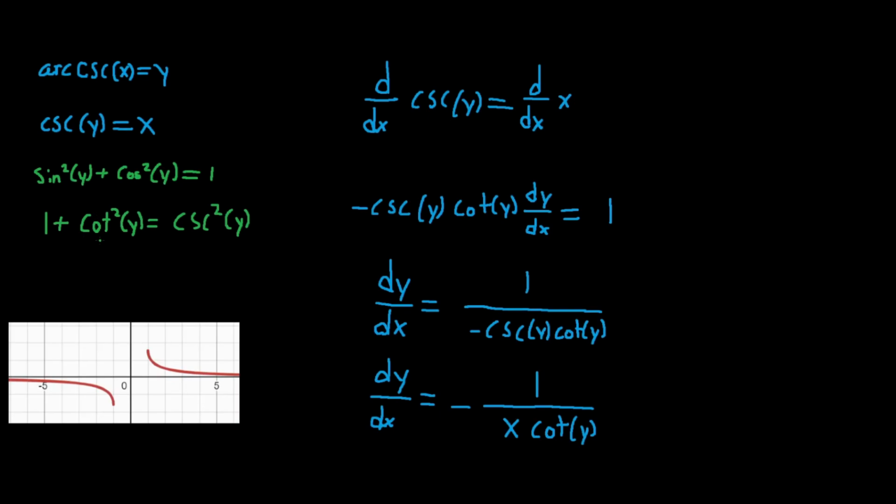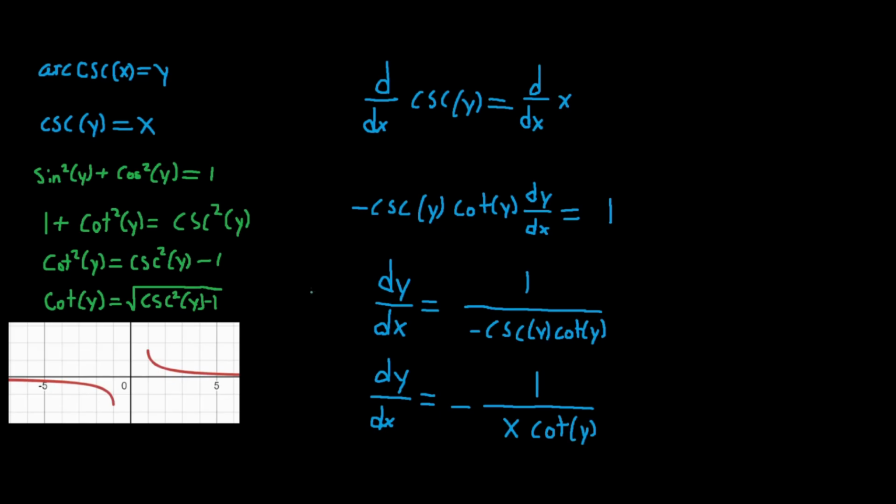Now I'm going to isolate cotangent squared of y, and I'm just going to say cotangent squared of y is equal to cosecant squared of y minus 1. And then I'm going to take the square root of both sides just to get that cotangent of y, which we will have equal to the square root of cosecant squared of y minus 1. Okay, now I can input this into the cotangent of y because they're equal to one another.